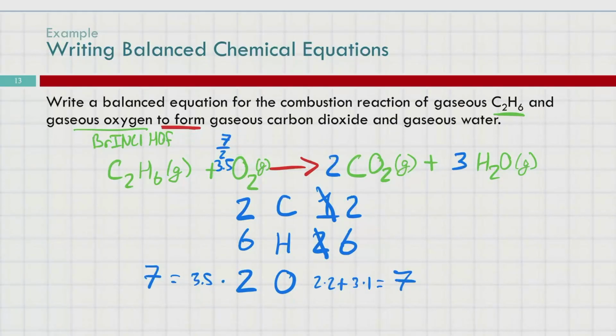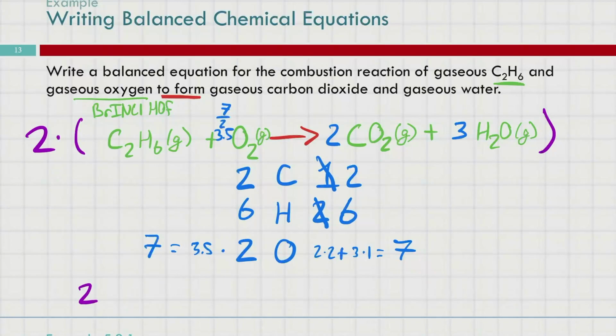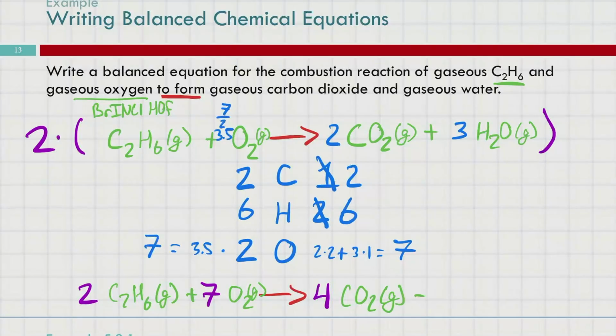This is where that multiplying part comes in. So we're going to multiply everything by 2. So we would get 2 C2H6 gaseous plus 7 O2 goes to 4 CO2, also gas, plus 6 H2O, also gas.